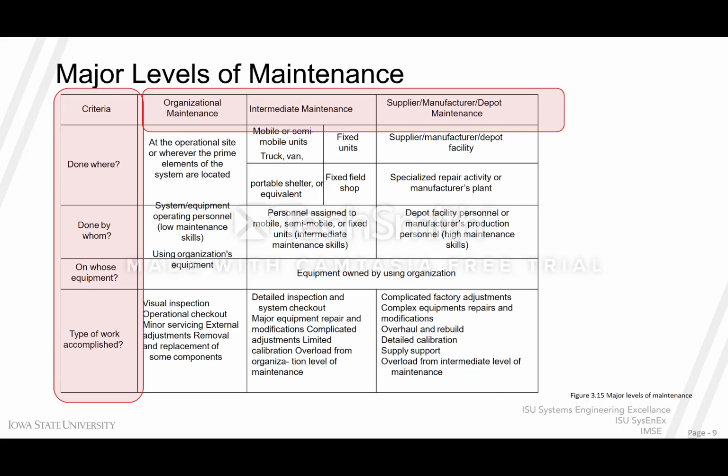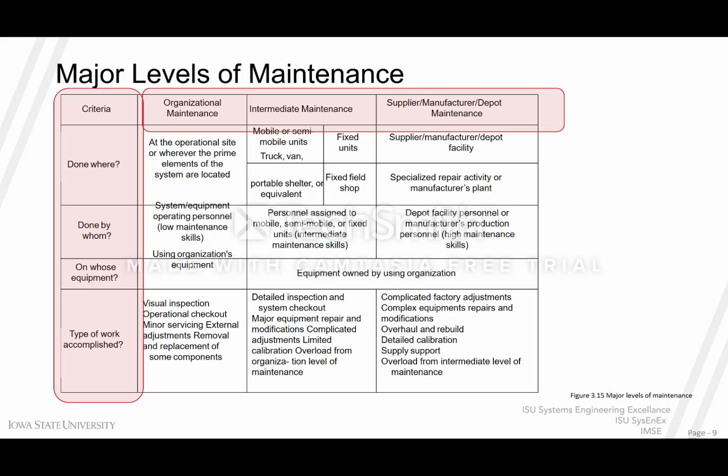This chart here looks at those 3 levels of maintenance that we just discussed as stratified by the where, who, how, and what considerations. So organizational maintenance, intermediate maintenance, and the depot maintenance, as we just discussed, run across the top in your criteria. And those particular questions that you would ask, the done where, done by whom, on whose equipment, and the type of work accomplished, that runs down the vertical axis.